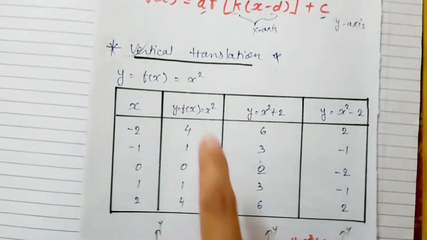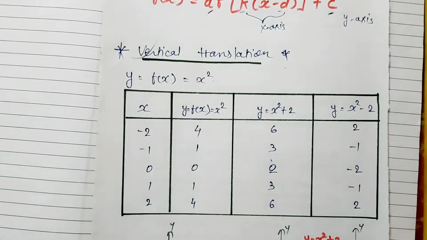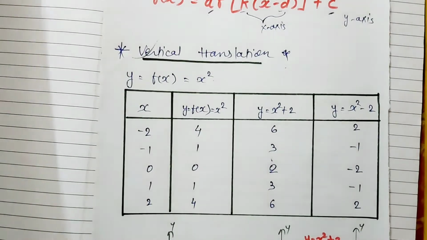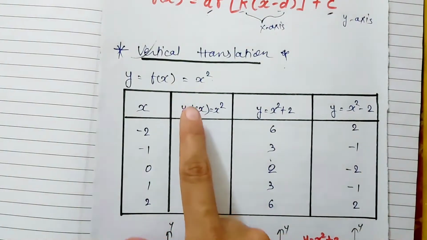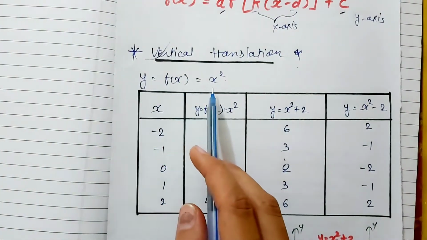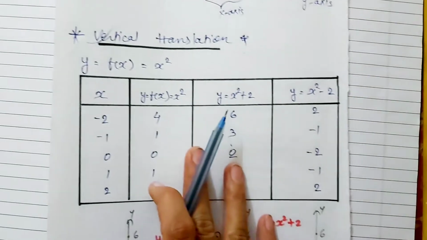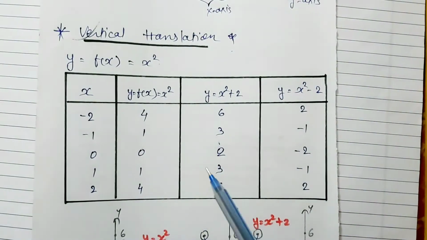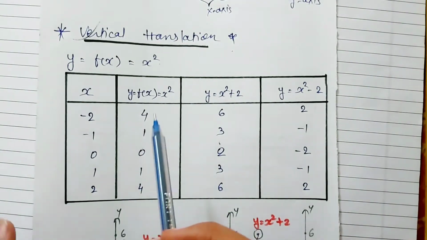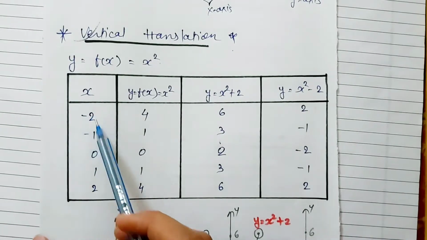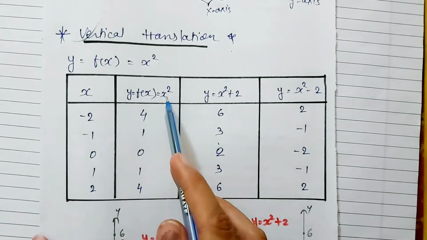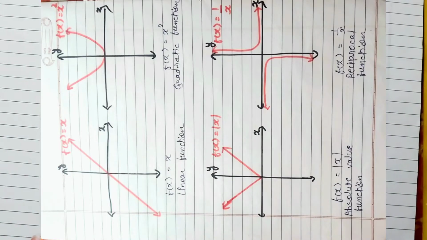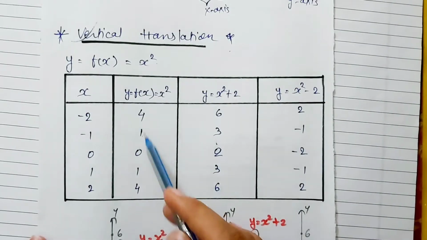Now let's talk about vertical translation. I have picked different functions for different transformations so that we can go through all of them. So this function is y is equal to f of x is equal to x square. It means that I'm talking about the quadratic function. Now I'm just going to plot these using different values. So for x, I have picked -2, -1, 0, 1 and 2, and the corresponding values for y: when I put x is equal to -2, I get 4. When I put x is equal to -1, I get 1, and similarly I get this data.